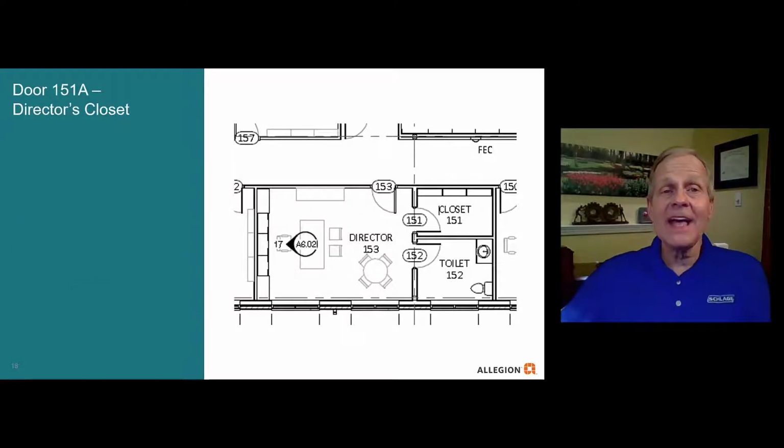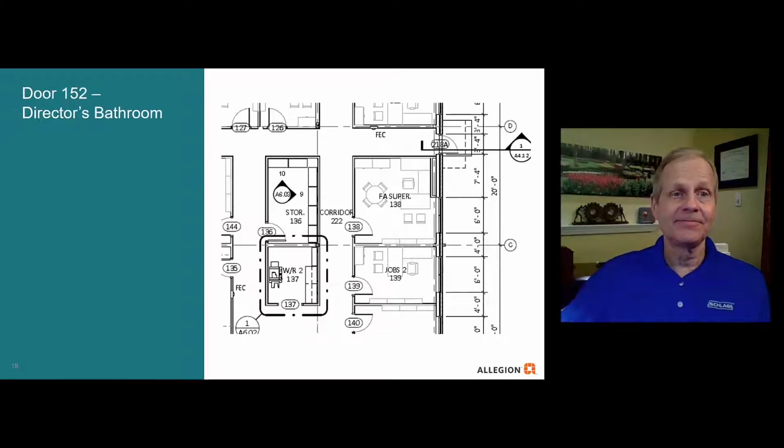Okay, next one we want to look at is the director's closet. Now here we don't have anything of high value being stored. We basically want to keep that door latched to keep it from swinging open. So it's going to be latching only, no key operation, no push button on the inside. So that would be an example of a passage function. So you begin to see where some of these functions are being used on actual doors in a building.